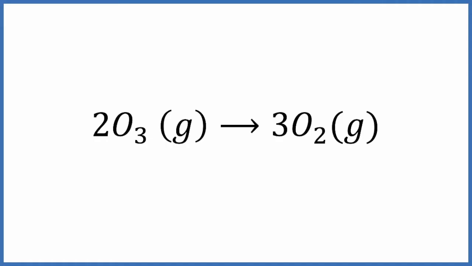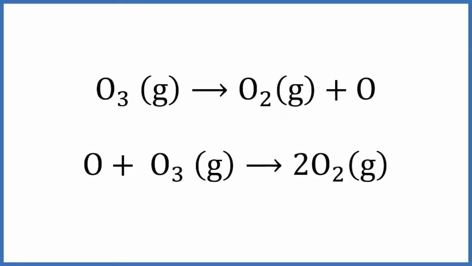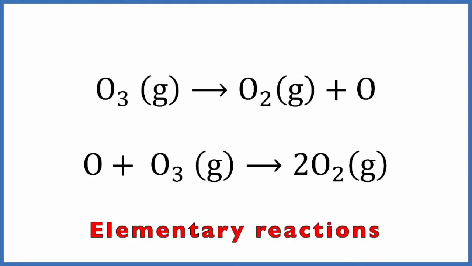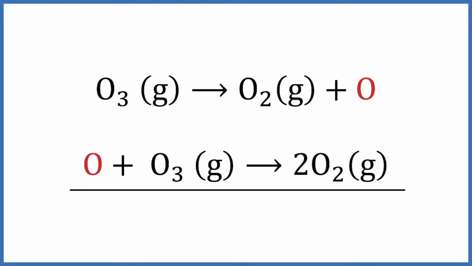Often these involve elementary reactions. This means steps. For example, the decomposition of ozone, which is commonly represented by this equation, actually has a reaction mechanism that includes two steps. Each of the steps in a reaction mechanism is an elementary reaction. Notice that the oxygen atom produced in the first step of this mechanism is consumed in the second step, and therefore does not appear as a product in the overall reaction.